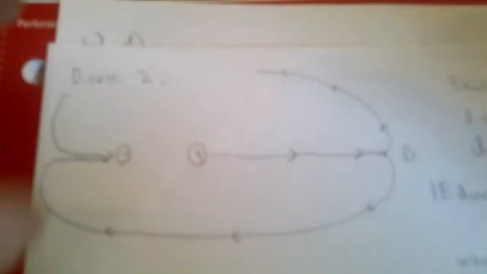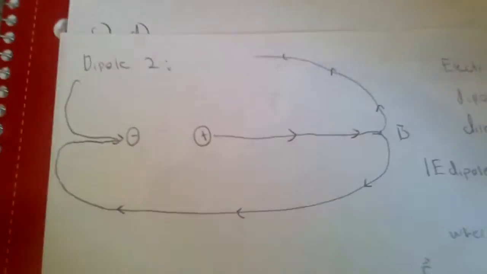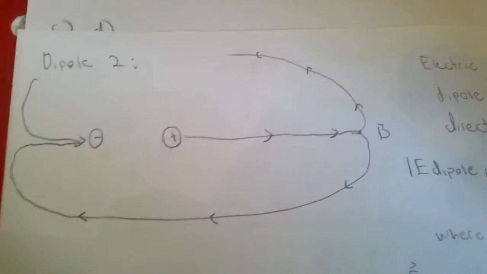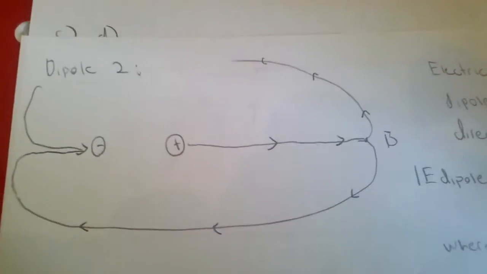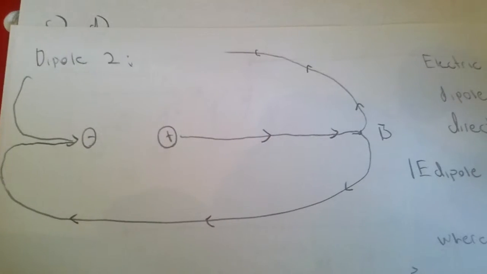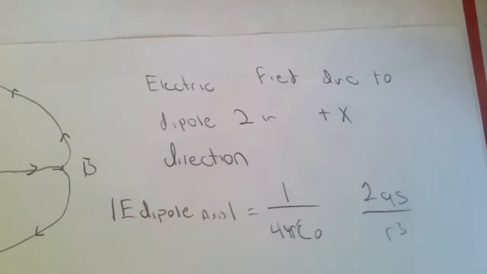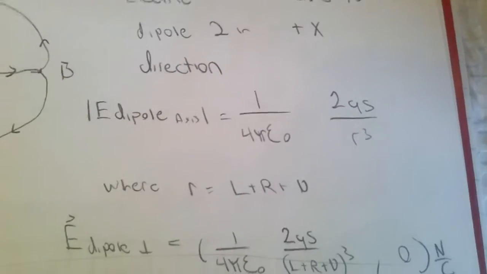Next electric field we need to calculate is due to dipole 2, which is the horizontal dipole that is on axis with B. Here is another simple diagram of the dipole at point B, so we can see that it points in the positive x direction. So the electric field due to dipole 2 is in the positive x direction. So we have direction, next we need to find magnitude.